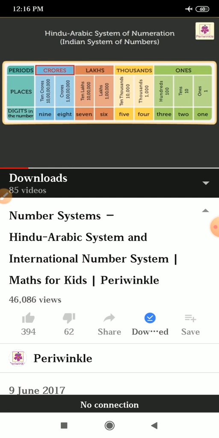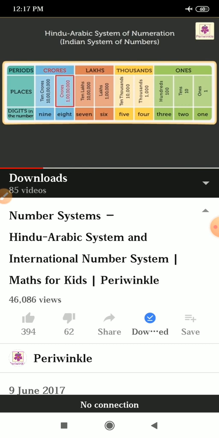According to the Indian place value system, the ones period consists of the places ones, tens, and hundreds. The thousands period comprises 2 places, thousands and 10,000s. The lakhs period comprises 2 places, lakhs and 10 lakhs. And the crores period also has 2 places, crores and 10 crores.